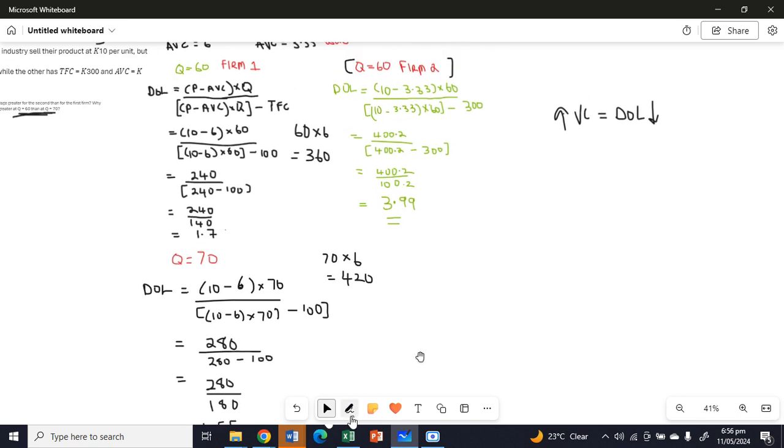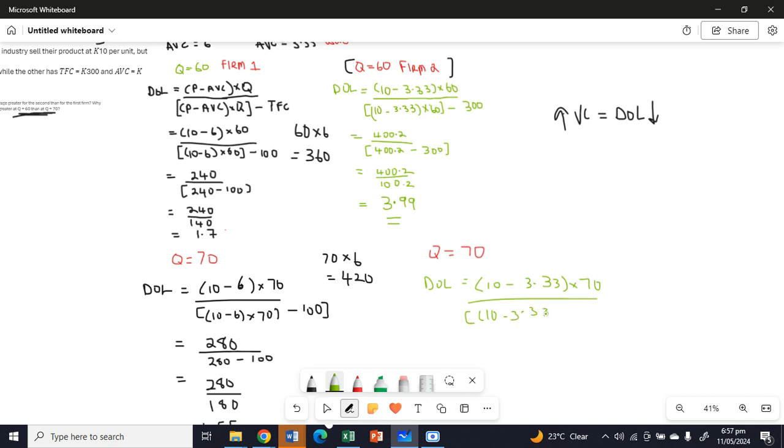So for frame 2, producing 70 units, DOL equals 10 minus 3.33 times 70, over 10 minus 3.33 multiplied by 70, minus 300.